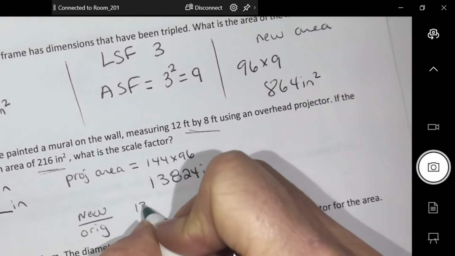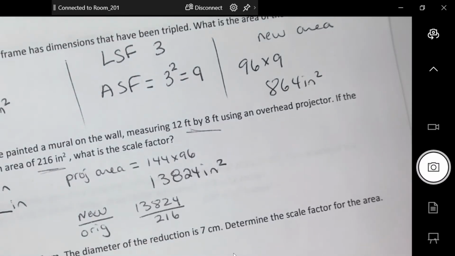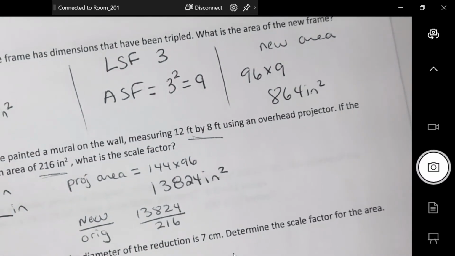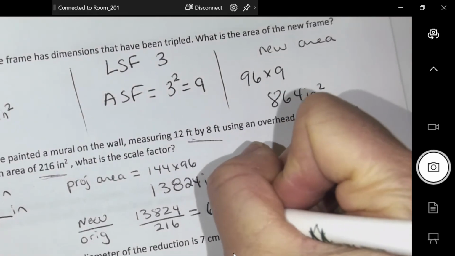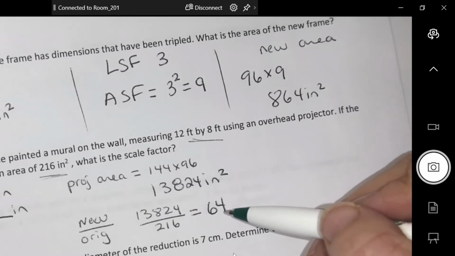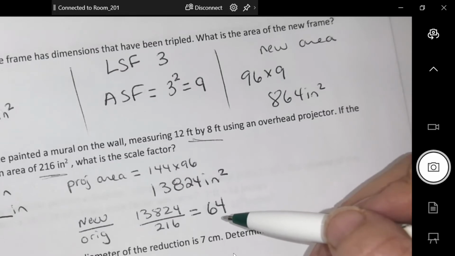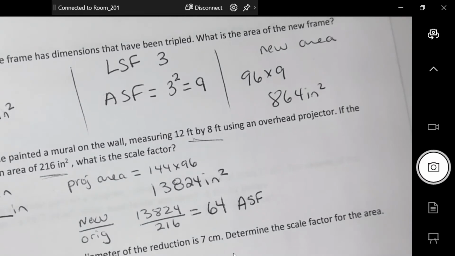So the projection area over the original area. But did you see all the work I had to do to just make sure everything's lining up at the same units? So the area on the screen was 64 times larger. I would like to label this. What 3 letters should I use? Area scale factor. That was my areas.